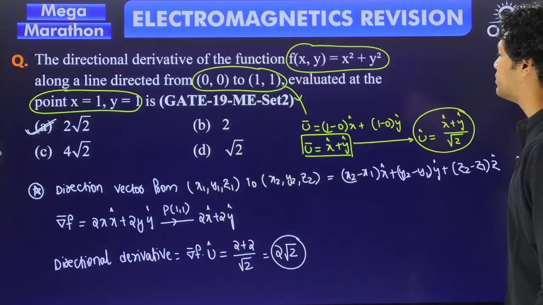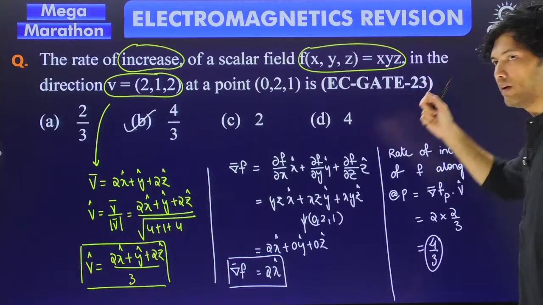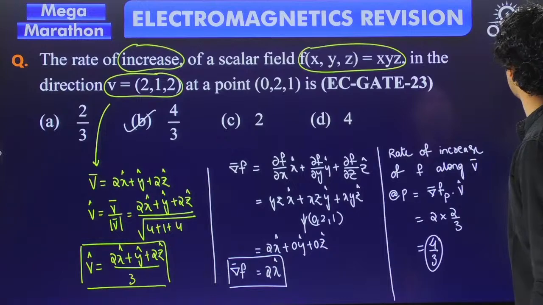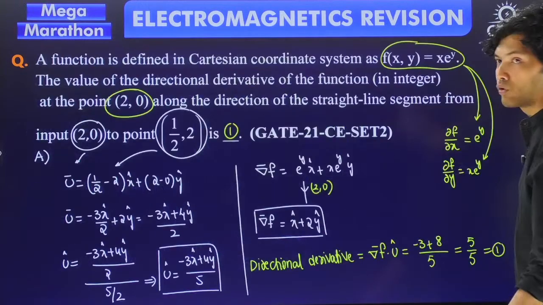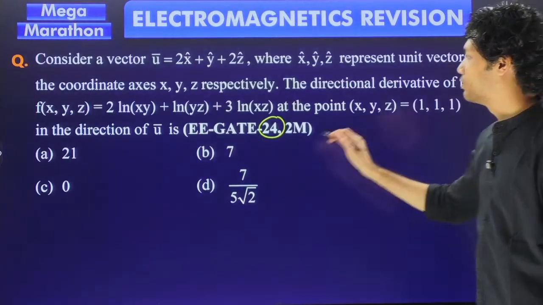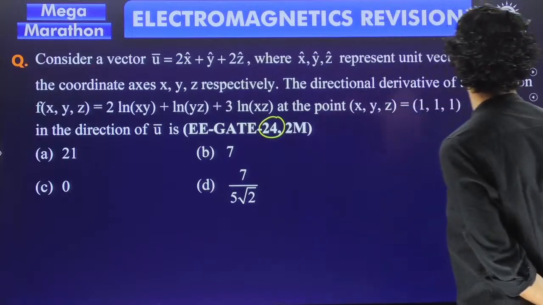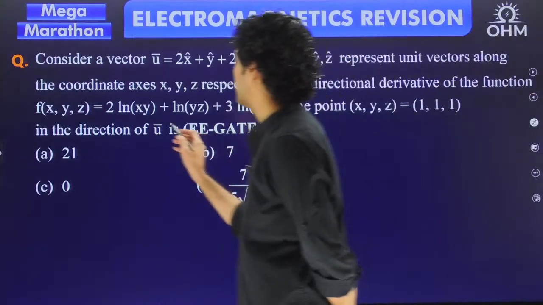And if you look at the previous years, this was the 2023 EC paper. In 2021, again we had a question on directional derivative. So going by that logic, in 2025 there is definitely a possibility in the EC paper of a question on directional derivative. But yes, the question looks a bit complicated. Where does the complication occur? At the function level. Okay, the function looks complicated.